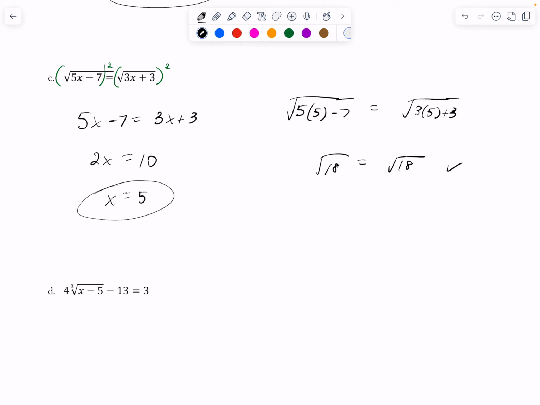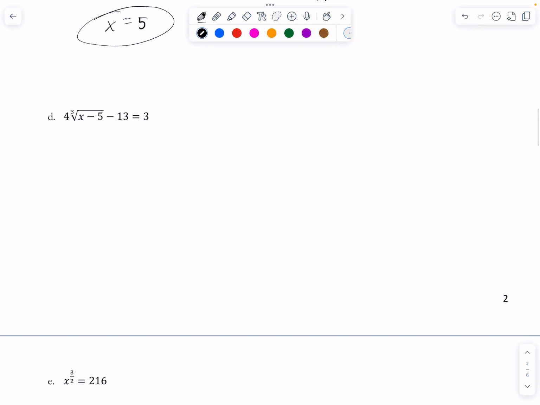So 5 works. Okay, let's isolate this radical, but you'll notice that we do have our first index that is not a square root, so that's nice. So I'm going to move over the 13 first. When you're doing these, make sure you undo these things with the inverse order of operations, right? So if this is order of operations, you would multiply the 4 times that cube root and then subtract. But we want to undo things going backwards. So move the minus 13 over with addition to get 16 here.